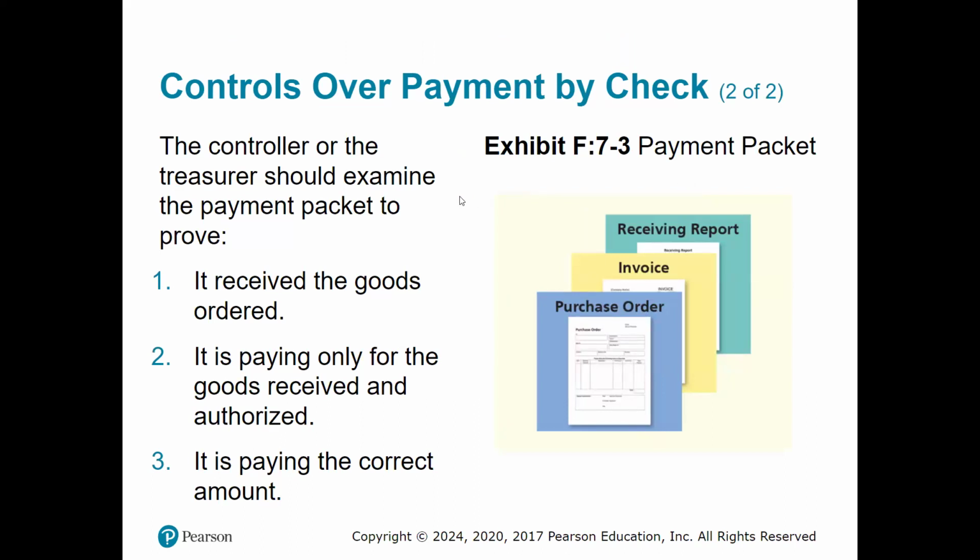Okay. Now, things that we can match up, and we talked about this, oh, sorry, different class. Documentation that you can use before writing out a check is to make sure, okay, I had a purchase order that was issued in order to make this purchase. So we authorized this purchase. I received an invoice from the vendor.